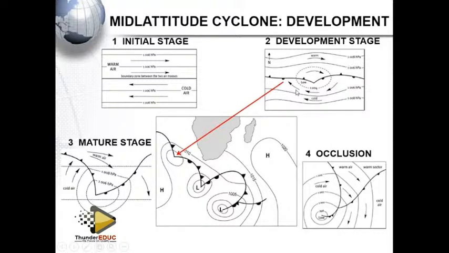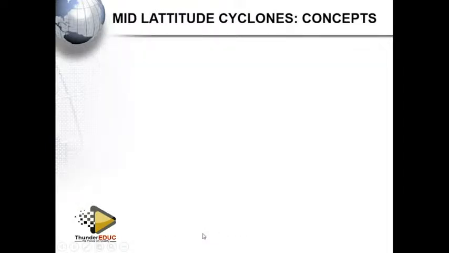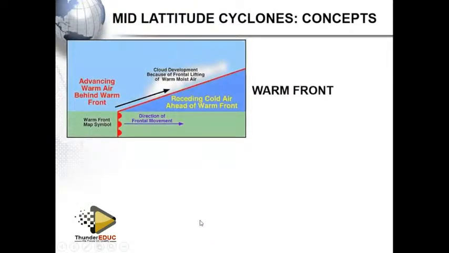So this one is what we say the developing stage. This one is the mature stage. This one is the occlusion stage, as it is indicated by the symbols on the diagram. So the whole of this is called a family of a mid-latitude cyclone. All right, now we must note that the occlusion stage has got two fronts.